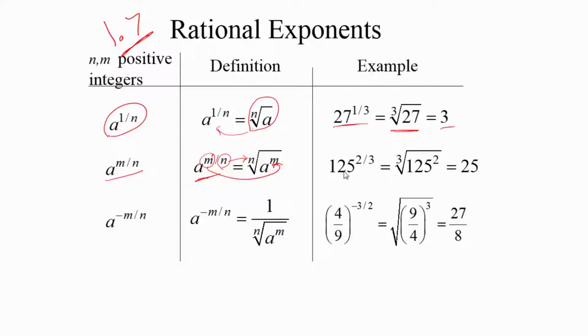So here, 125 to the 2/3 power, the 2 would go for the power of 125 under the radicand. The 3 for the third would go to the index. So this would become the cube root of 125 to the 2nd power, which would be equal to 25.